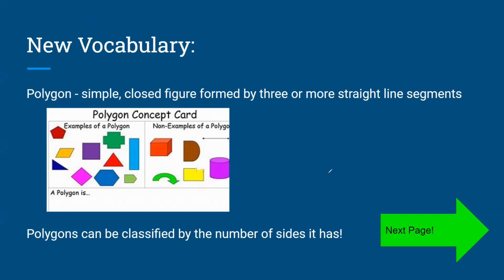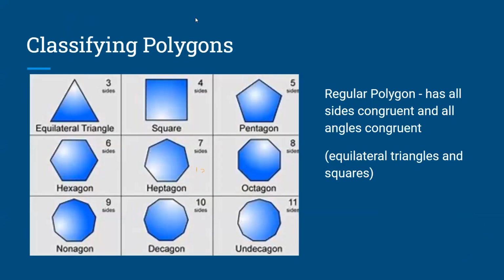And then we have been talking about classifying other shapes. So now we're going to talk about classifying polygons as well. So you classify polygons based on the number of sides that they have. So looking at this slide, these are just some examples. These are the normal ones.